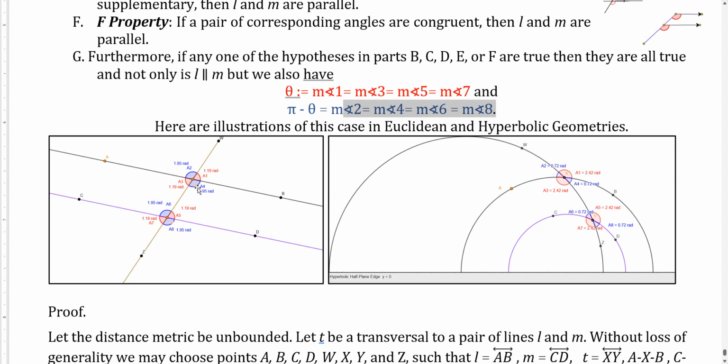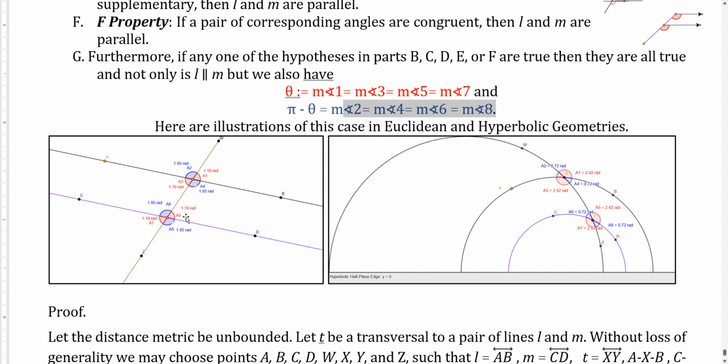Okay, so let's just take any one of these. Let's say the Z property. Let's see, where's our letter Z? Zip, Z. It's these red ones, say A3 and A5, or A4 and A6, either one of those. A pair of alternate interior angles are congruent. Well, if they're congruent, notice that the other pair of alternate interior angles are congruent because they're just supplementary to those. So now, if that one's congruent, then these two are congruent because the two blue ones here and the two blue ones here are congruent.